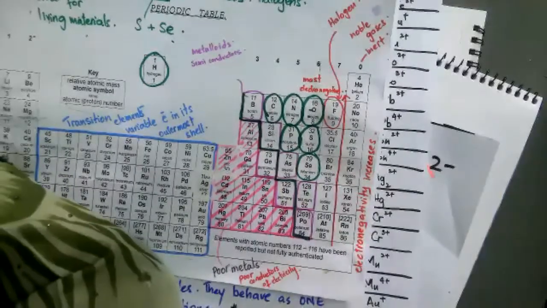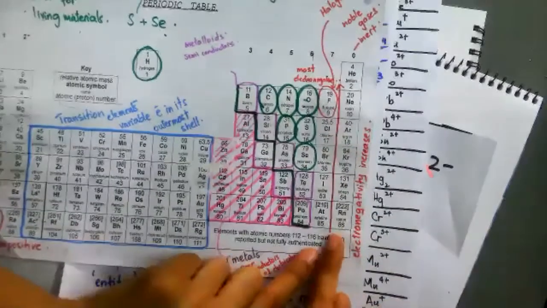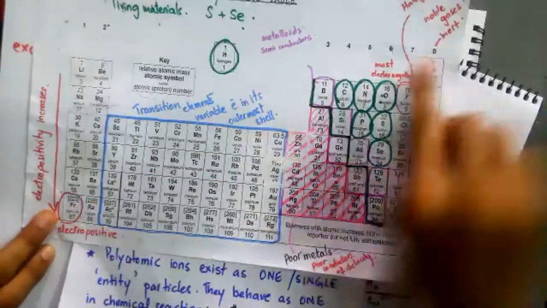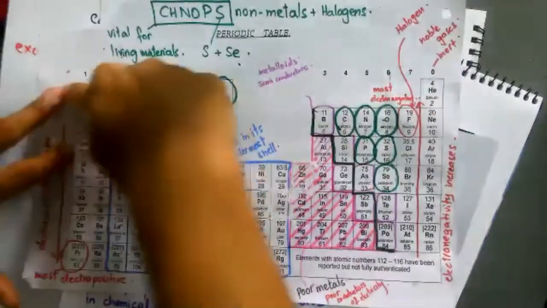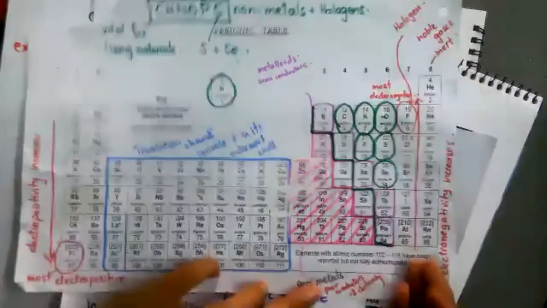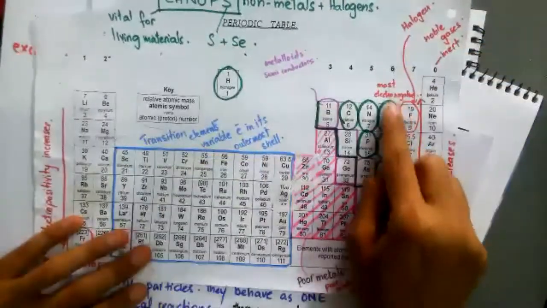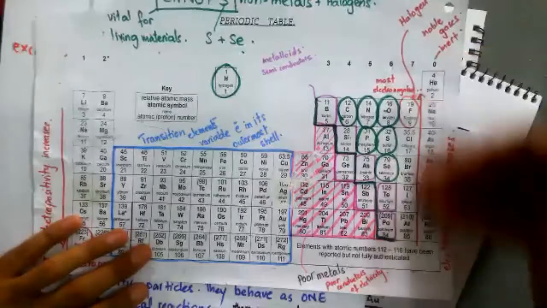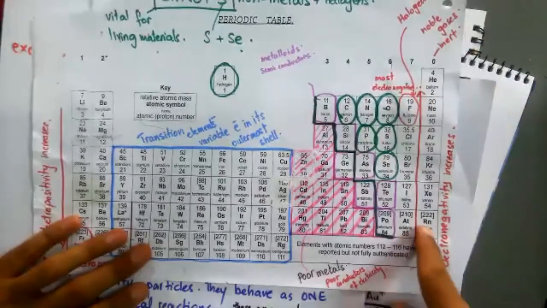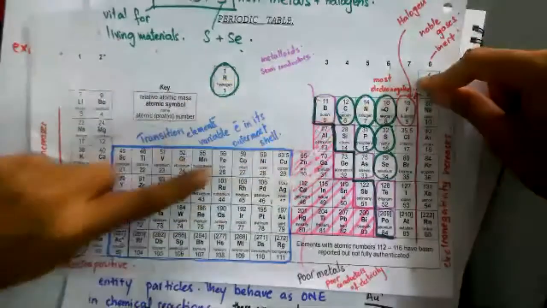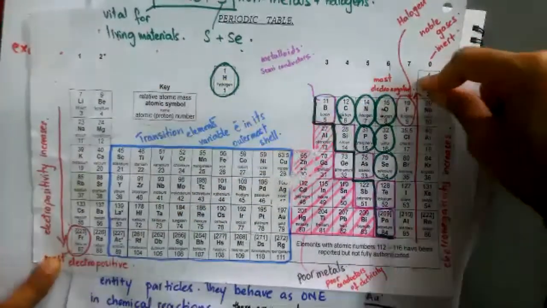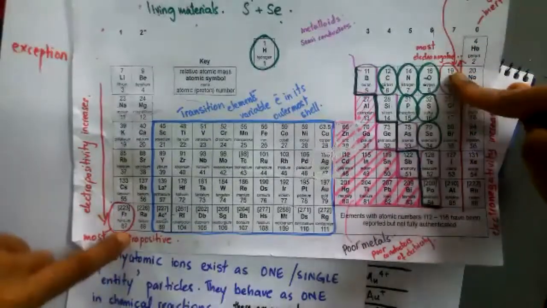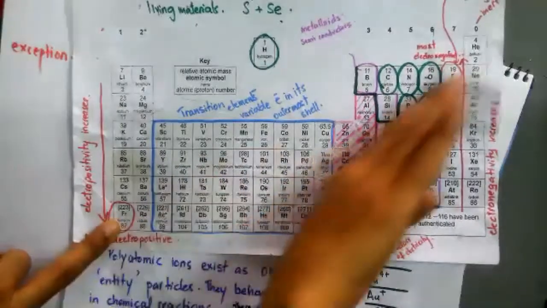So can you see electronegativity is increasing this way? Electronegativity increases diagonally this way. Why? Because electronegativity increases as you go to the right side and as you go up. So in the right hand corner, fluorine. Noble gases, we don't talk about noble gases because they have a stable electron structure already. So this is more electronegative. And then on the left lower corner, this is more electropositive. If anybody asks you what is the most electropositive, it's francium. So electronegativity increases this way.